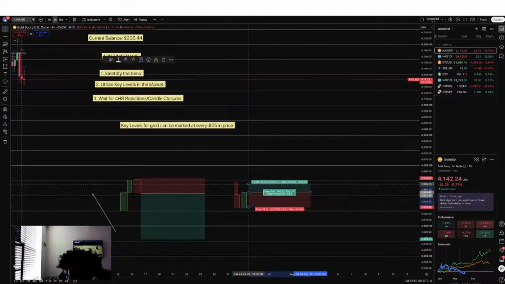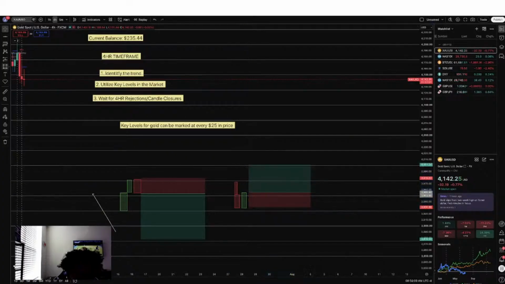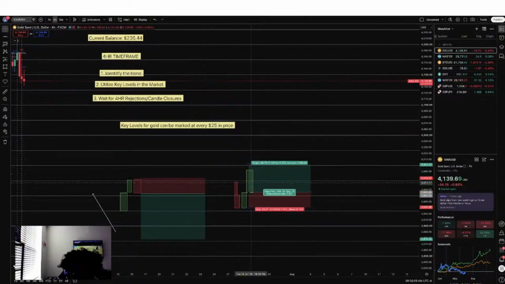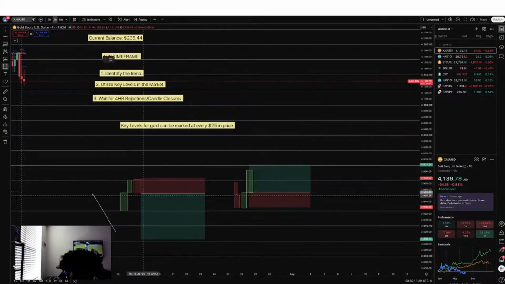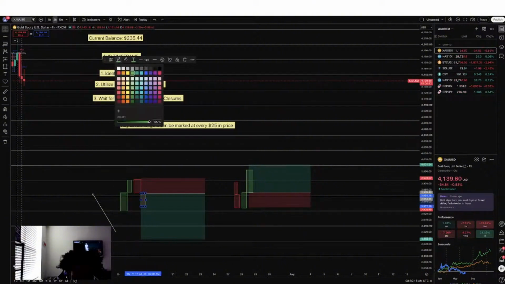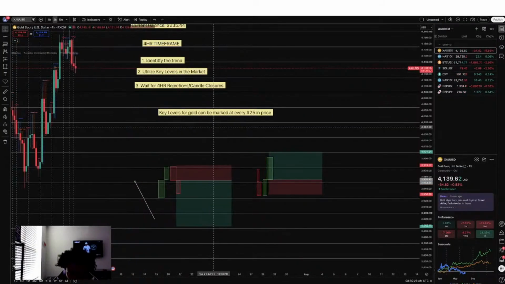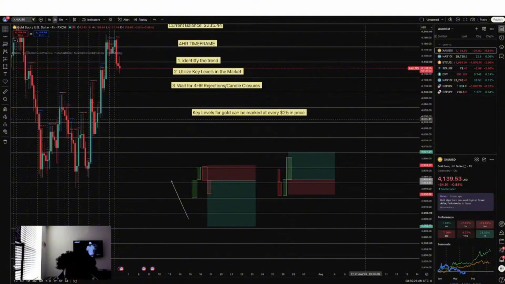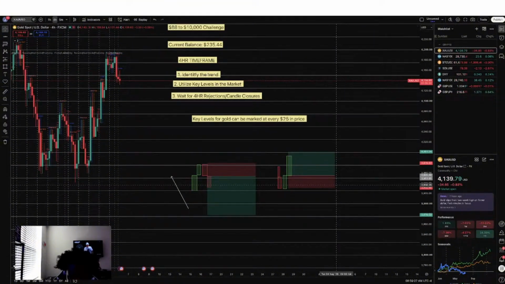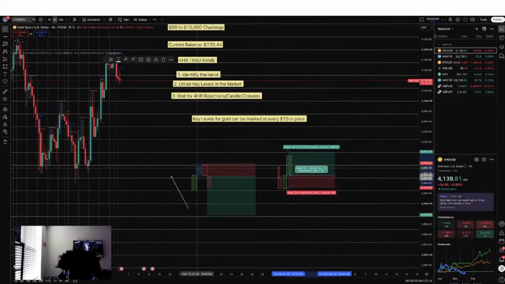All of this will be based off the 4-hour time frame, which will give us a lot of strength and allow us to catch big moves in the market. So you can see the same exact thing here. This is how the entries will ideally look. That's basically what a rejection is.